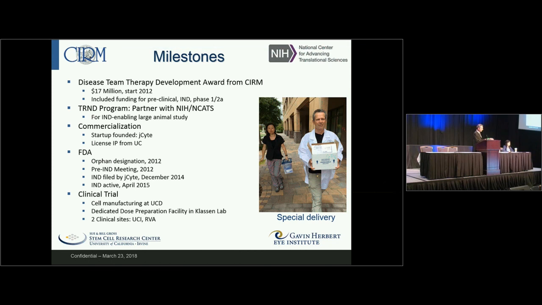The clinical trial used the cells that were manufactured at UCSD. They're stored up there at UCSD and then shipped down as needed. Prior to use in the patients, they're thawed out for a couple days in a special cell preparation facility that's in Groves Hall, which you see behind Dr. Yang and me right there in the background. And then from there, the cells are taken to the clinical sites. Initially, there were two sites, one at UC Irvine and the other at Retina Vitreous Associates up in LA. There's now a third site in Boston.